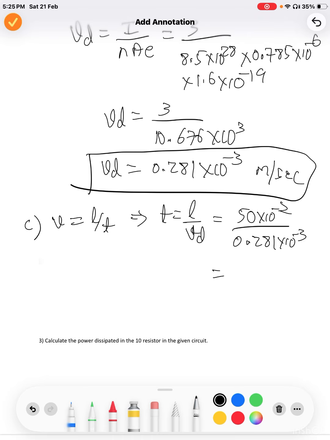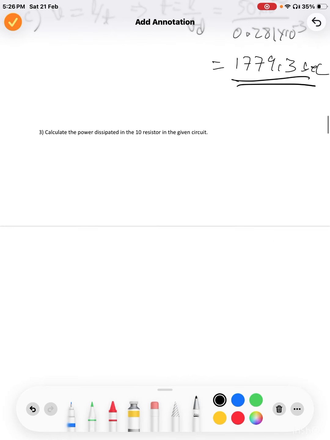So 50 by 0.28, that becomes 177.9. So I can write directly 177.93 seconds. So this is the time taken. Generally, we keep the answer in terms of seconds. So 177.93 seconds is the time taken by the electron.